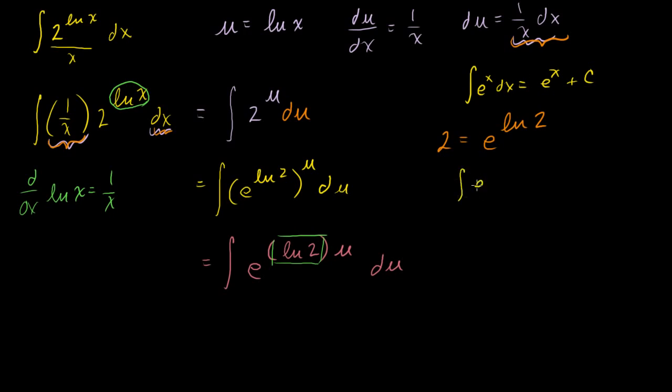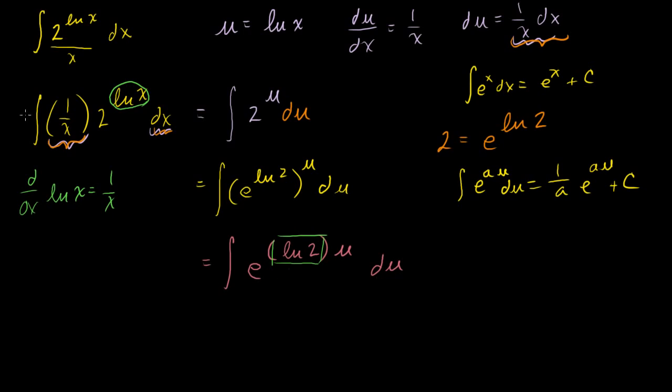The antiderivative of e to the au du is just 1 over a e to the au. This comes from this definition up here, and of course plus c. And the chain rule, if we take the derivative of this, we take the derivative of the inside, which is just going to be a. We multiply that times the 1 over a. It cancels out. And we're just left with e to the au. So this definitely works out.